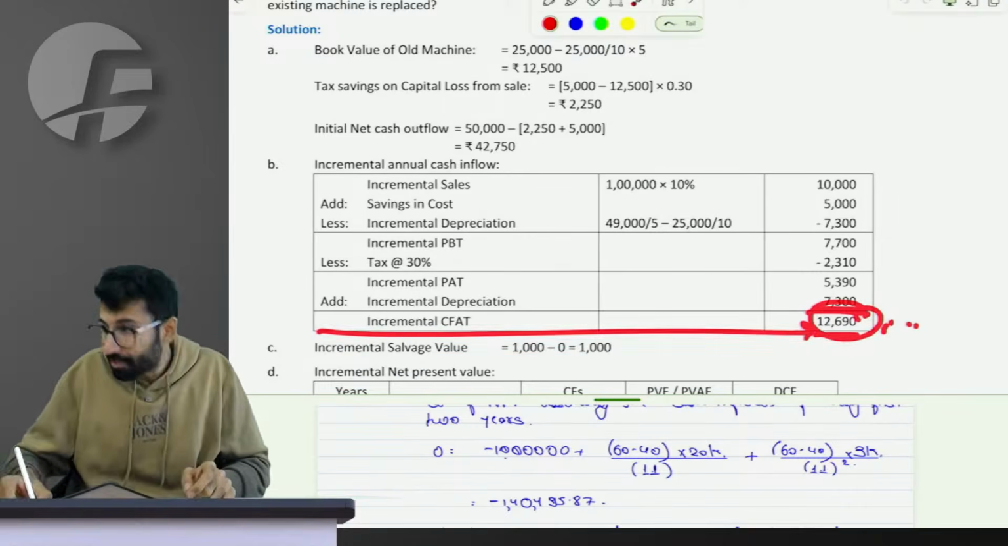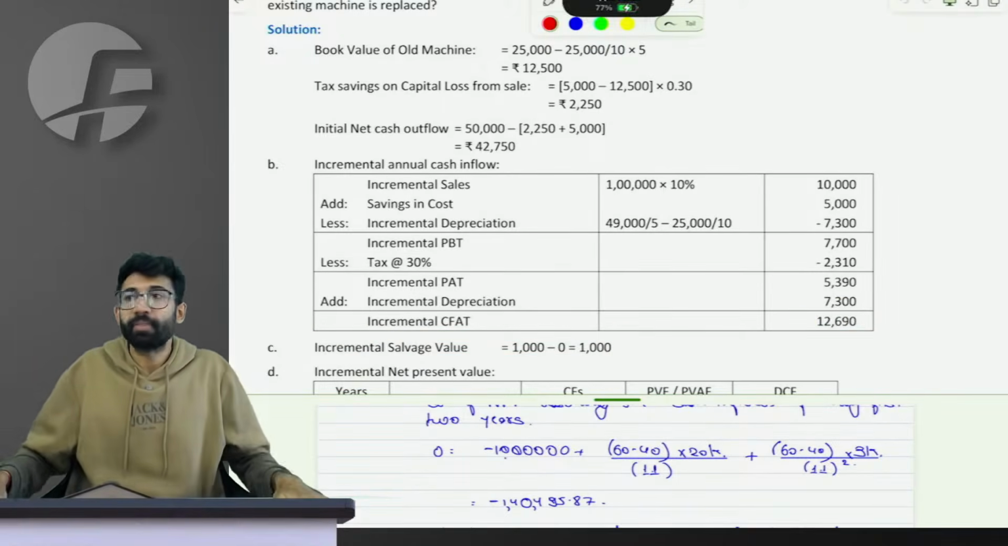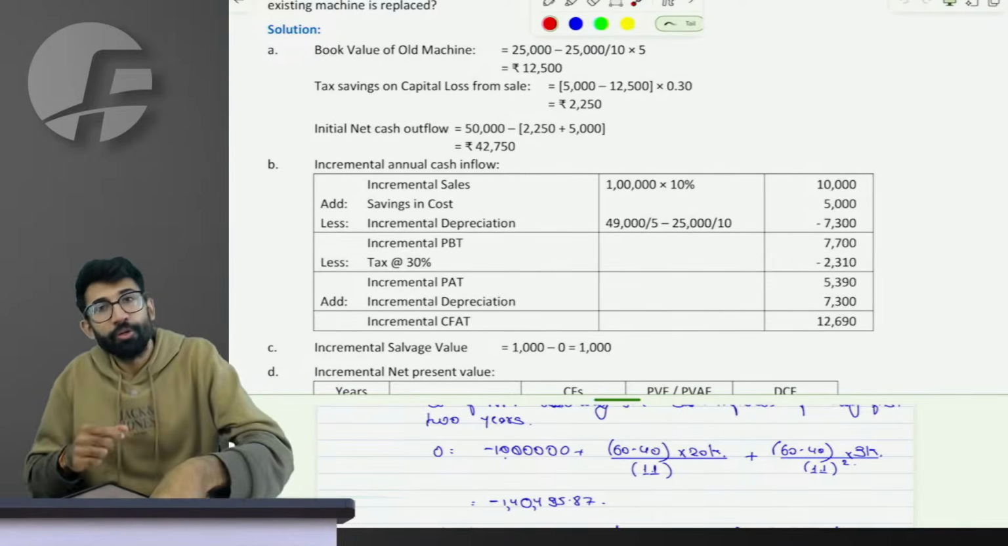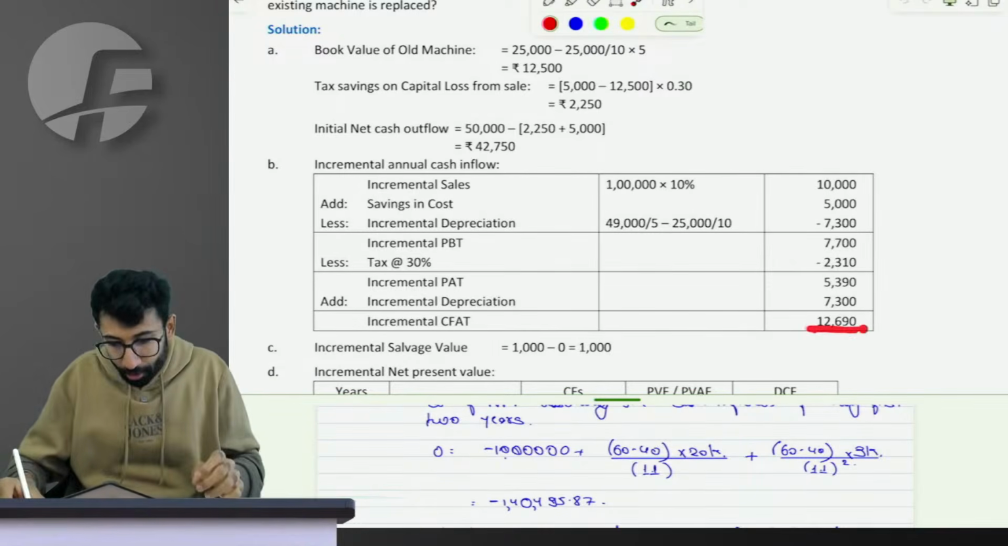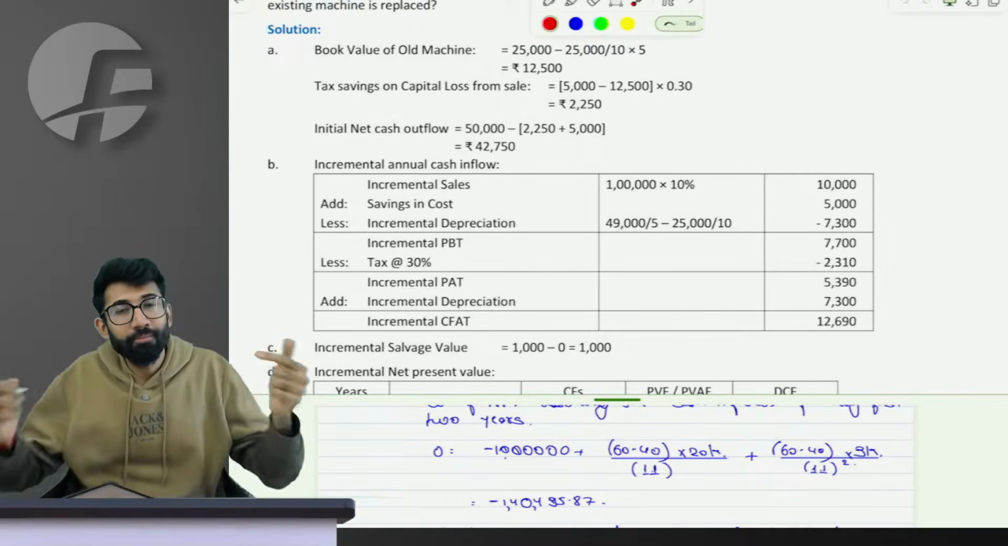Could you understand this? People in the class, kindly respond to this particular thing once. Everyone in the class, please respond and tell me if you are settled or not. Come on. So I am now clear with my annual cash flows.